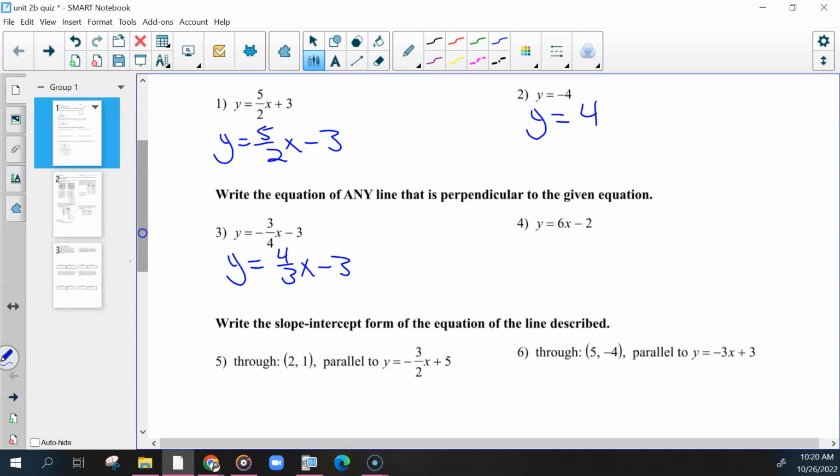And then for number 4, similar. All whole numbers are over 1, so when you flip that, it's going to become a fraction. This was positive, make it negative. And then you can keep the y-intercept the same, make it different, it doesn't matter. Questions on either of those?